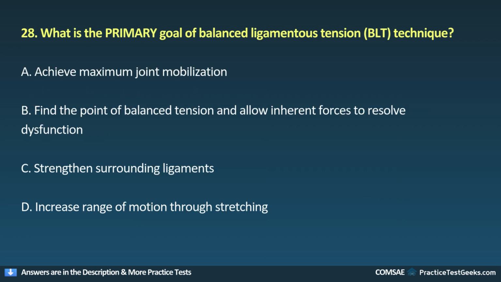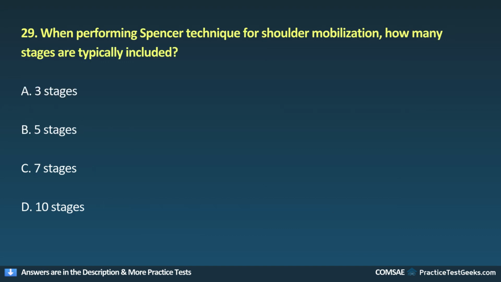28. What is the primary goal of balanced ligamentous tension (BLT) technique? A. Achieve maximum joint mobilization. B. Find the point of balanced tension and allow inherent forces to resolve dysfunction. C. Strengthen surrounding ligaments. D. Increase range of motion through stretching.